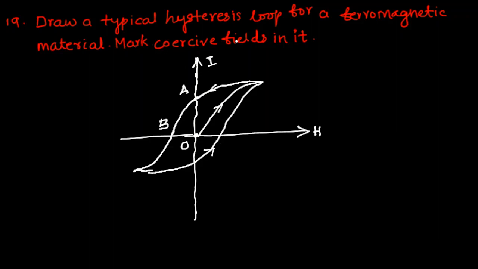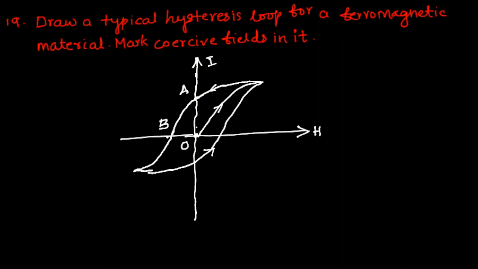Now the question is mark coercive field in it. Coercive field means what? See, as I told you, when we decrease the magnetic field, magnetization decreases. But when magnetic field becomes zero, magnetization has still some value. This is called residual magnetism. Okay, so to make this residual magnetism zero, we have to apply the magnetic field in the reverse direction. So the applied magnetic field in the reverse direction to make magnetization zero is called a coercive field.